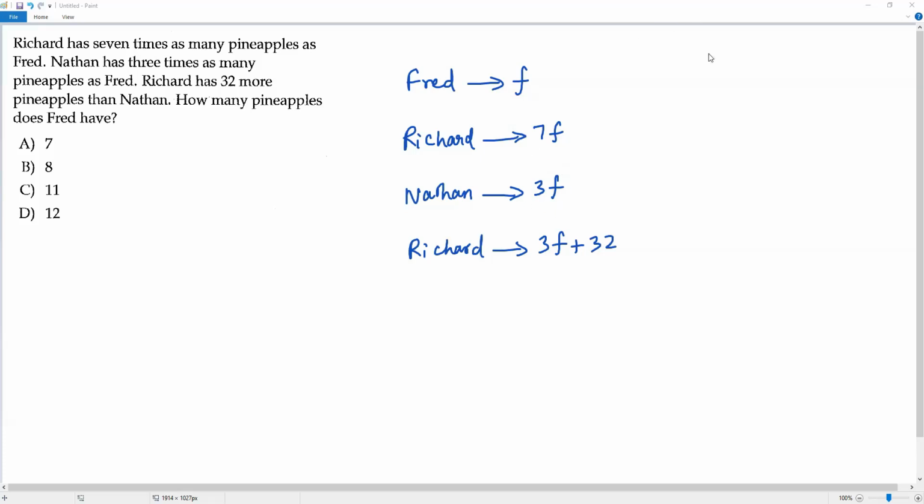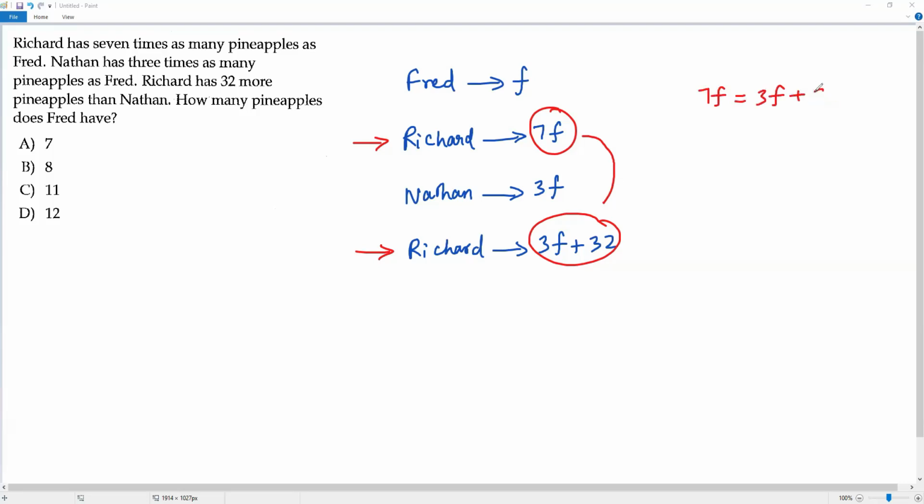Okay, these are the expressions I have collected from the given information. Particularly the second one and the last one give the number of pineapples that Richard has. So 7F stands for the number of pineapples that Richard has, and 3F positive 32 also stands for the number of pineapples that Richard has. Both represent the same quantity for the same person, that is Richard, so we can equate them. That is 7F equals 3F positive 32.